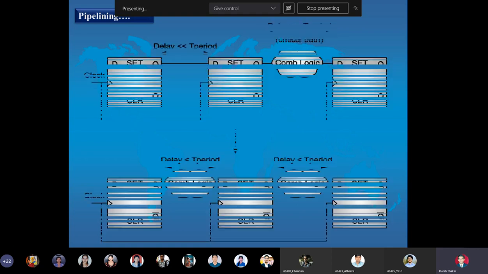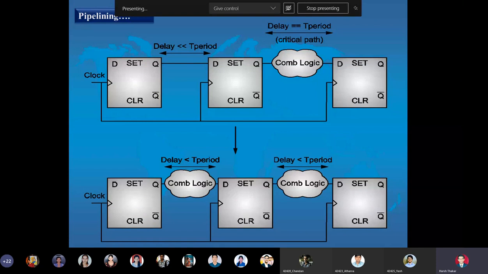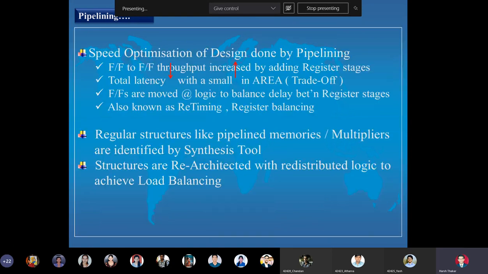Okay, that is why when I increase the combinational logic, if I want to fabricate this system on a silicon wafer, then because I have added some logic gates in the system, they will occupy more space. Is it okay? That is what I meant, that total latency can be reduced with a small increase in area. It is called latency versus area trade-offs.